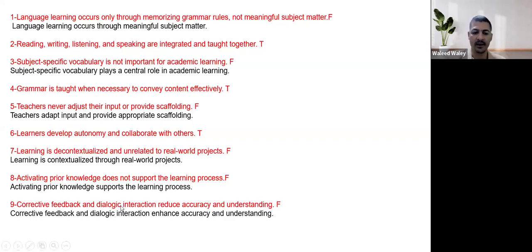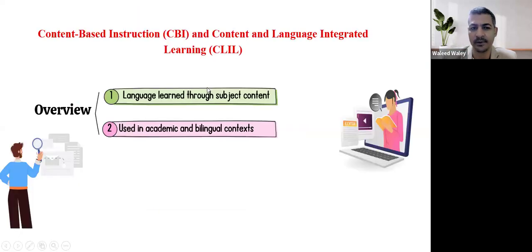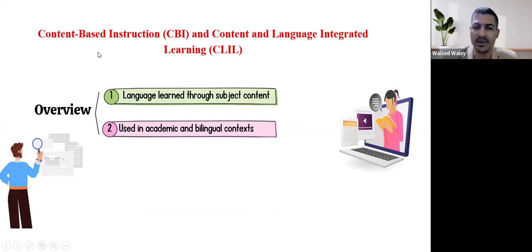Corrective feedback and dialogic interaction reduce accuracy and understanding. It's false, because corrective feedback and dialogic interaction enhance accuracy and understanding. Yes, and this is everything about, what is the name of this method? Content-based. So when you see content-based instruction and content and language integrated learning, you have to memorize that the language should be in a content, in a context.